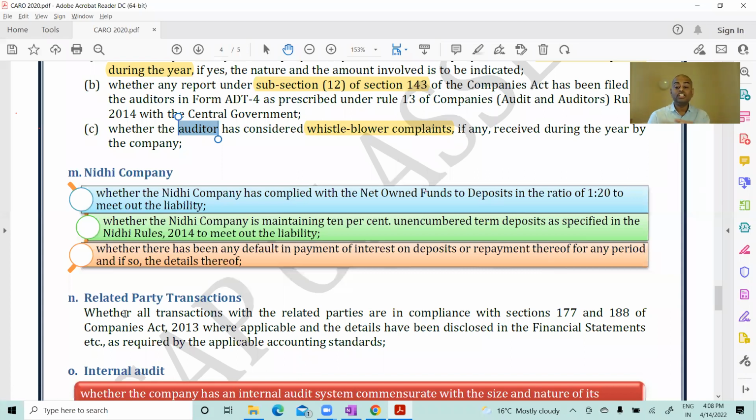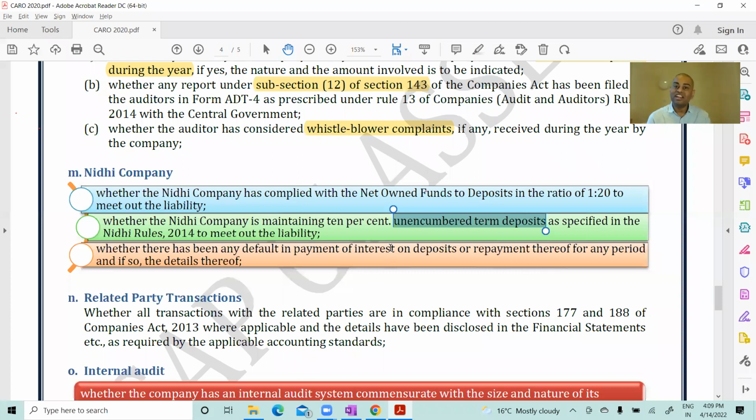So net owned funds to deposits ratio, minimum 1:20, is to be maintained. That is point number 1. Point number 2, 10% of your deposits, term deposits, should be kept in unencumbered securities. Whether the Nidhi company is maintaining 10% unencumbered term deposits. So what is your term deposits? Calculate. In that 10%, it is something similar to SLR, CRR requirements.